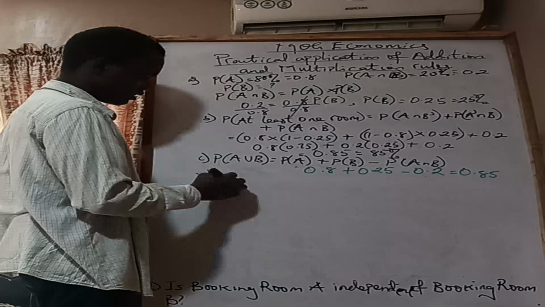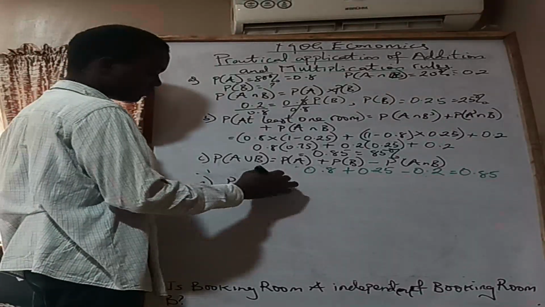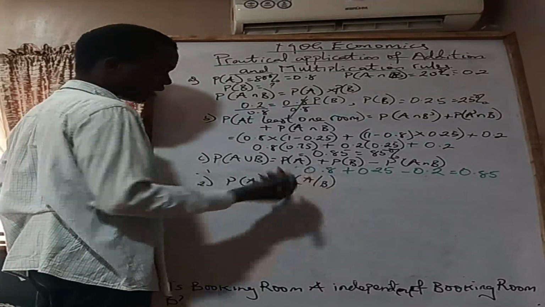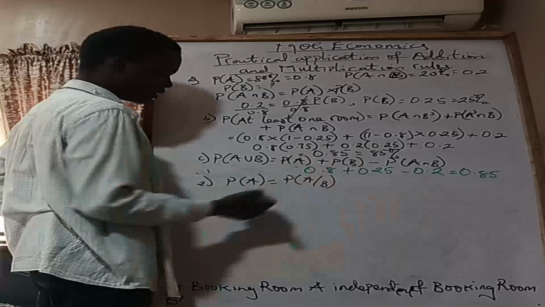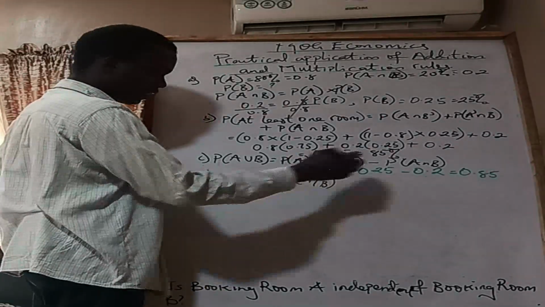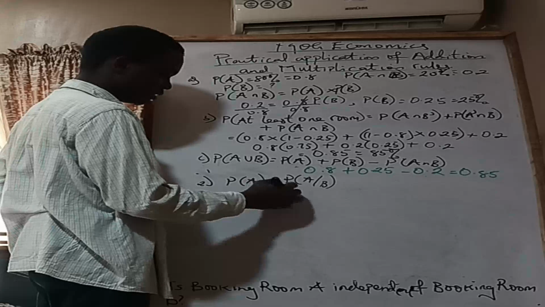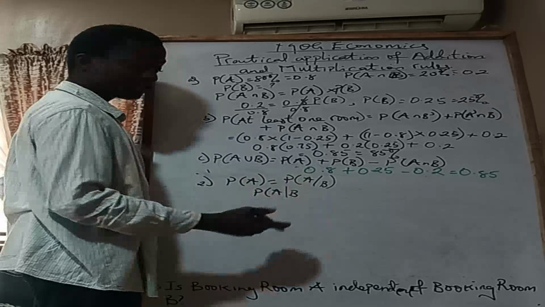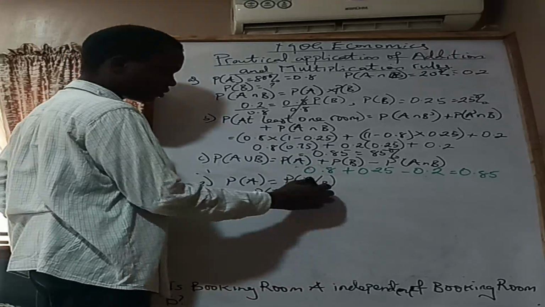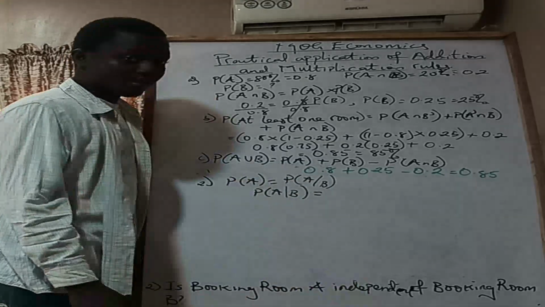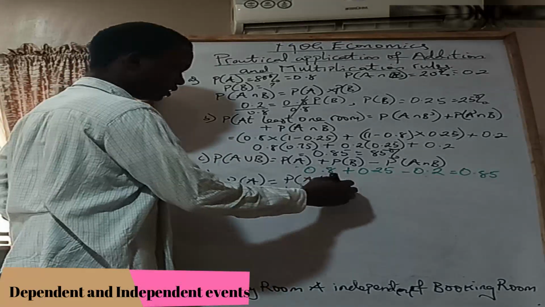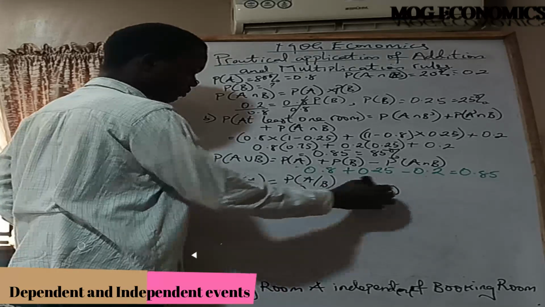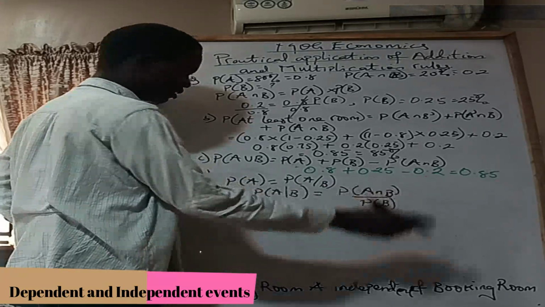So number two, let's see if the probability of event A is equal to the probability of event A given that B has happened. That's what I want to check. Then we know that the probability of A given B, sometimes I write it with a straight line, sometimes a slanted line, it's still conditional probability, is P(A intersection B) divided by the probability of event B happening.